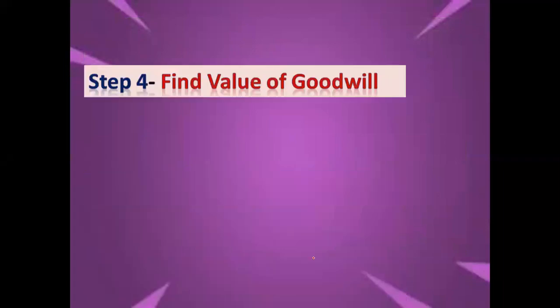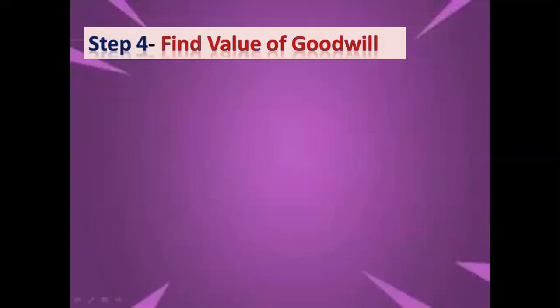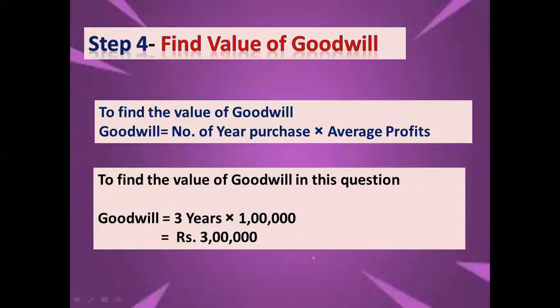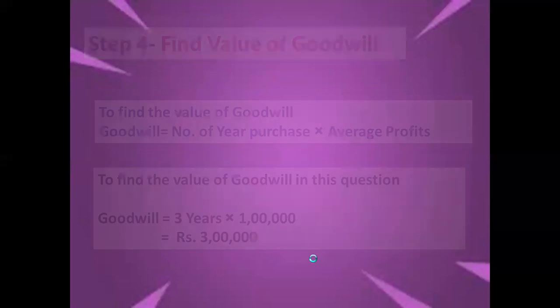Step number 4, find the value of goodwill. To calculate the value of goodwill, the formula is number of years' purchase into average profit. Number of years' purchase in this question was 3 years. Average profit we calculated as 1 lakh, and in this way the answer comes to rupees 3 lakh. So this is our answer. See how easy it is when we follow these steps.